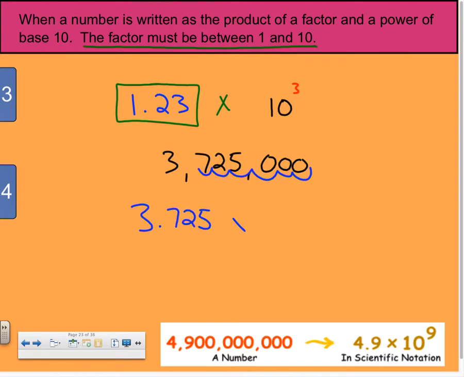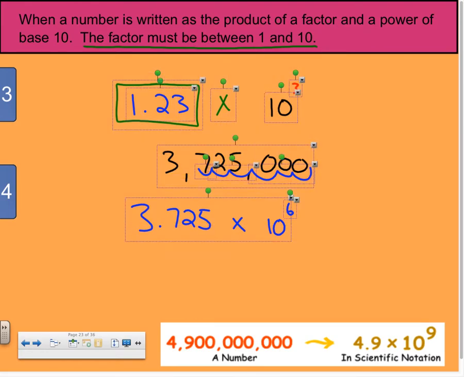The second part is, remember, it's multiplication. The third part is a base of 10. Now, how far did I move it? My exponent's going to be how far I moved it. So my exponent's going to be 6. The question is, is it positive or negative 6? Well, what kind of number did I start with? Was this a big number or a small number? It was a big number, so big numbers are associated with what kind of exponents? Positive exponents, okay? So my answer for this one is 3.725 times 10 to the 6th.